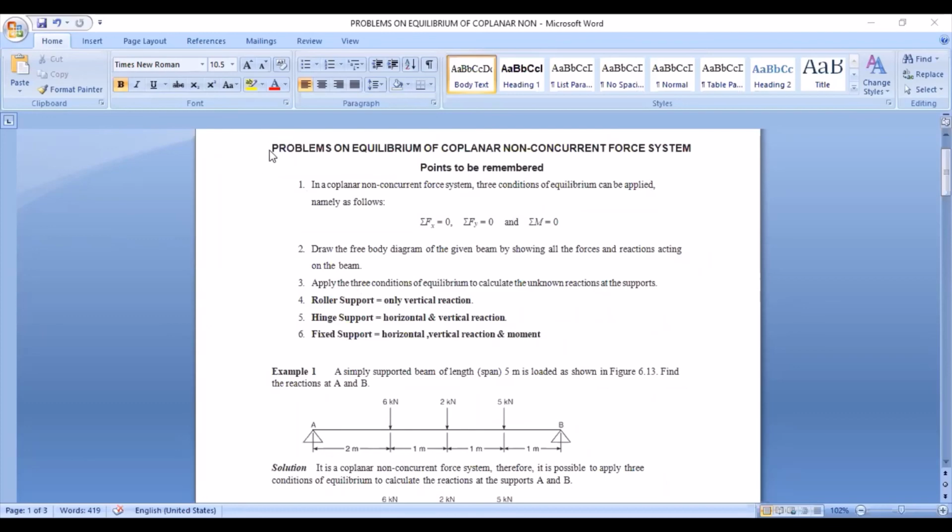So these are a few of the points which are to be remembered before starting with the problems.